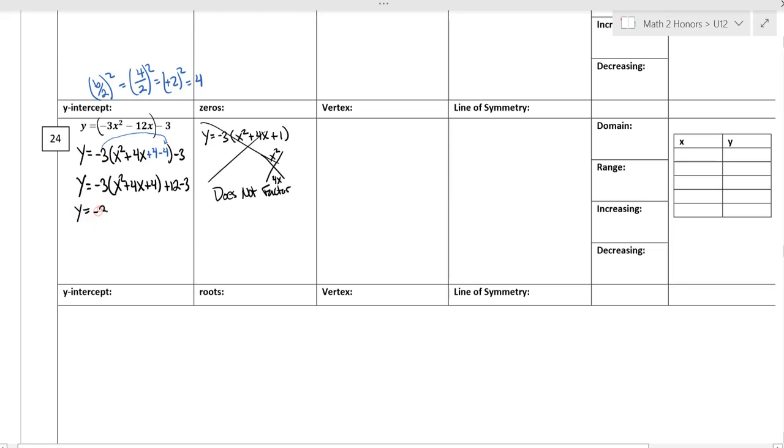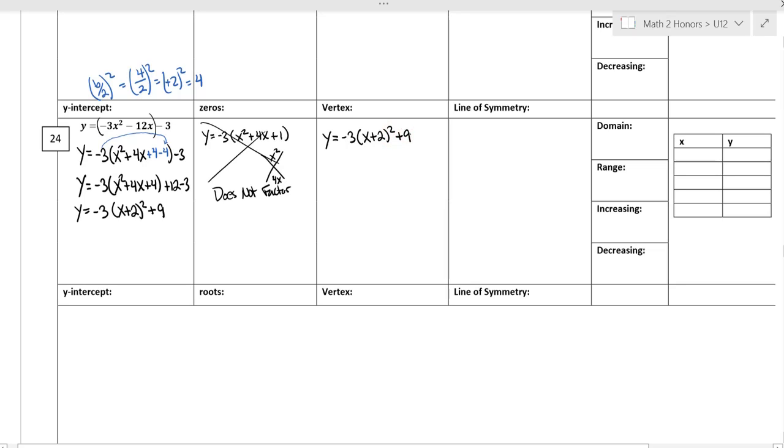So this is negative 3. This is going to become x plus 2 squared. And then 12 minus 3 is 9. And so we just found our vertex form. I'm going to write that out here. Negative 3 x plus 2 squared plus 9.